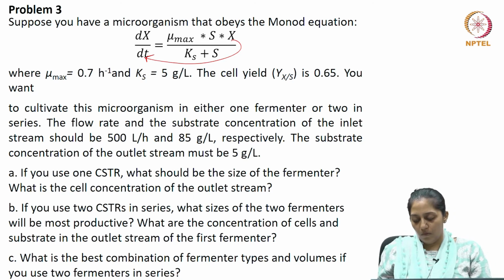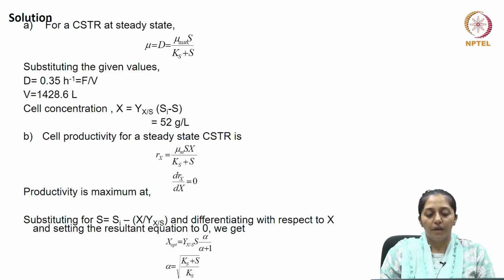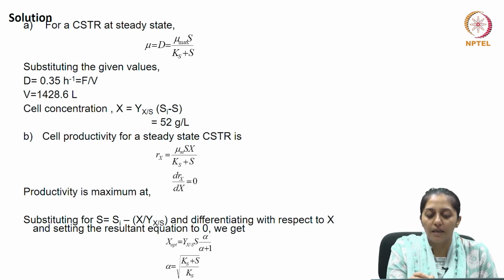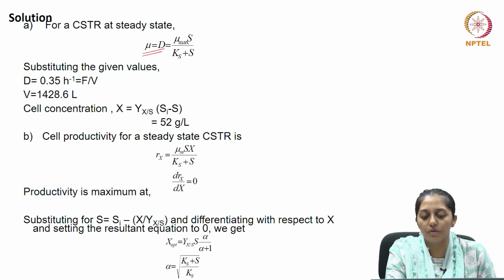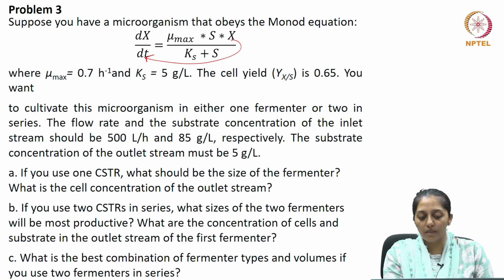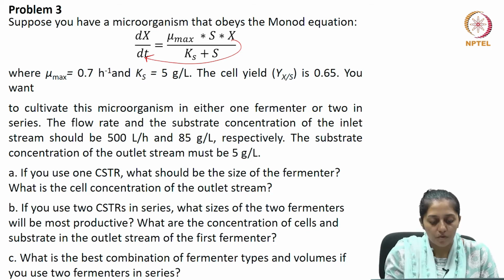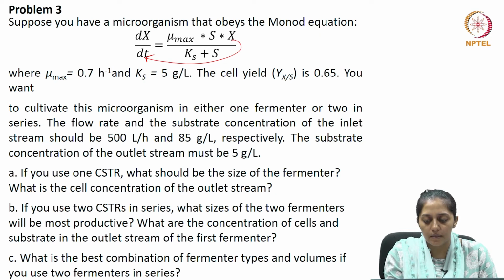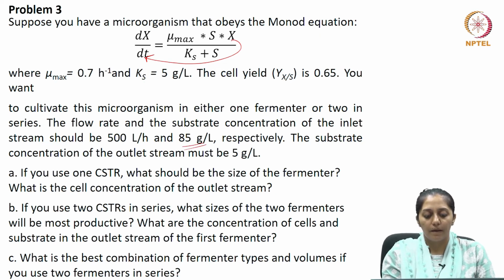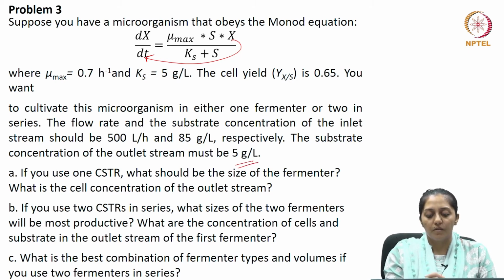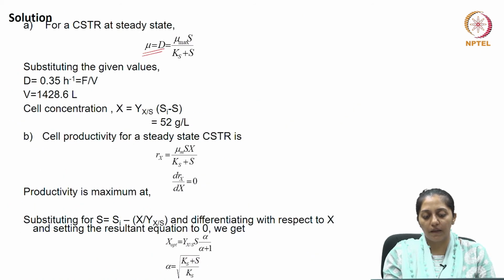Okay. So now let us do the first part. If we are using a single CSTR, then at steady state the specific growth rate is equal to the dilution rate. The culture is following Monod's model. Let us see what is given to us. Flow rate has been given. And we have been given the value of S coming out of the reactor, which is 5 grams per liter. So steady state substrate concentration is 5 grams per liter.